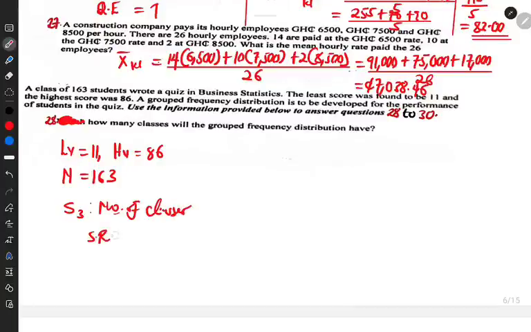So Sturges' rule should be equal to 1 plus 3.322, right? Log n to the base of 10. So you just have to apply this formula and we are good to go.